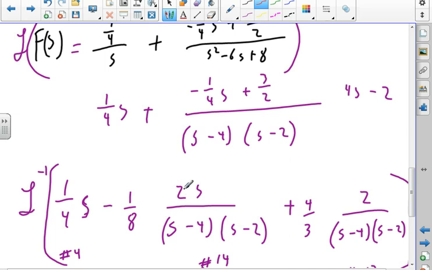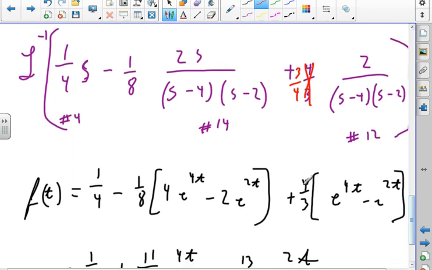I'm pretty sure we want a 2 there. 4 minus 2. So I want a 2 there. To get a 2 there, I have to bring out a minus 1/8. Okay, this guy's sitting by himself over there. I need a 2 here. No, not that. This is 3/4.